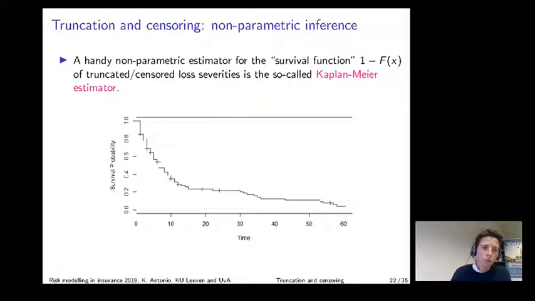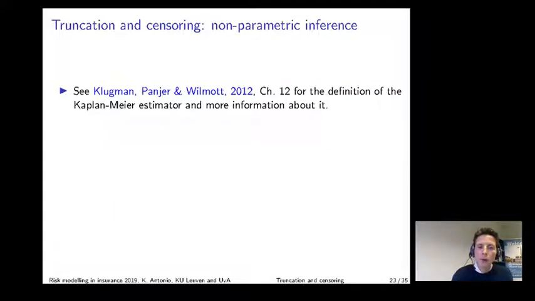Now, when searching for an appropriate parametric loss model, it is good to have a non-parametric estimator at your disposal of the distribution or the survival function of your losses. And here you cannot work with the standard empirical CDF, as this would ignore the presence of truncation and censoring. The Kaplan-Meier estimator of the survival function offers you an alternative here. And it is recommended to compare the survival function of a fitted loss model with this non-parametric benchmark estimator to visually check its goodness of fit.